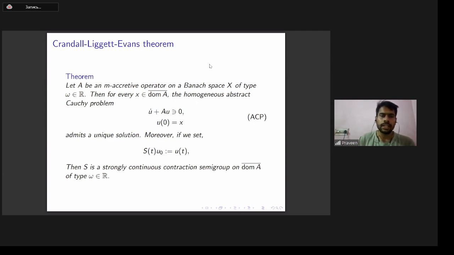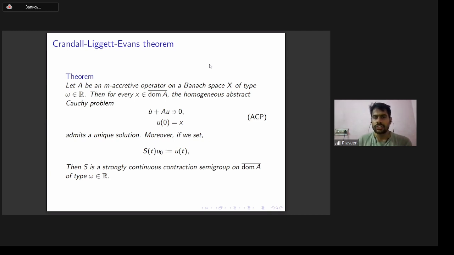Now we have the Crandall-Liggett theorem. The Crandall-Liggett-Evans theorem is basically just a nonlinear version of the Lumer-Phillips theorem, which shows the existence of the nonlinear semigroup. Let A be an m-accretive operator on a Banach space X of type omega. Then for every x in the domain of the closure, the homogeneous abstract Cauchy problem with right-hand side 0 admits a unique solution.